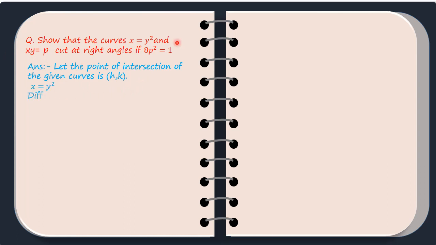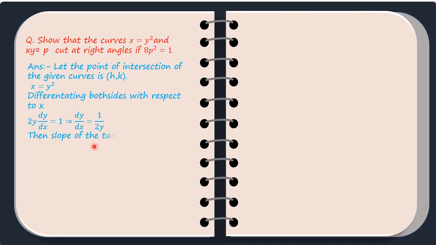Then what will be the equation of the tangent, or find the slope of the tangent? So x is equal to y square. Find dy/dx, that is, differentiating this equation with respect to x on both sides, we will find dy/dx is given by 1 by 2y. Then the slope of the tangent at this point h comma k is given by dy/dx at h comma k, which is 1 by 2k.